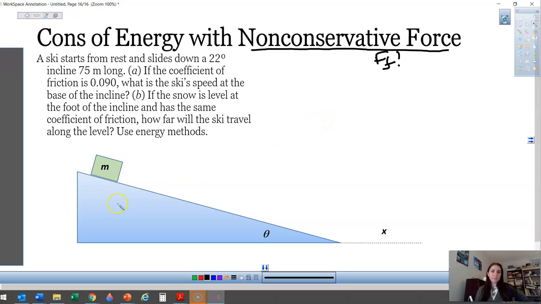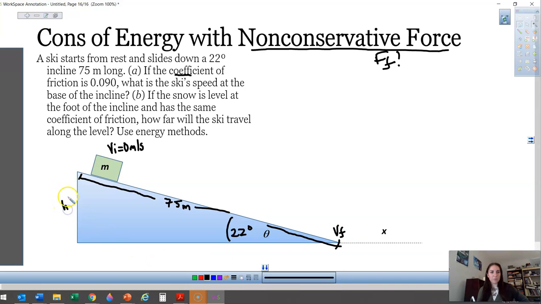So let's analyze it. At the beginning, we're at rest. It says this is 22 degrees. It says the incline is 75 meters long, so that is this number, fun fact, not the height of this. So that's 75. And there's friction on this. Yes, because it says coefficient of friction, so there's definitely friction on this. What's the skier's velocity at the bottom?